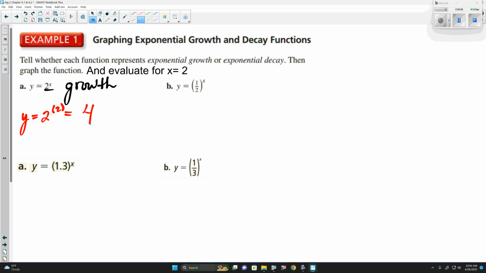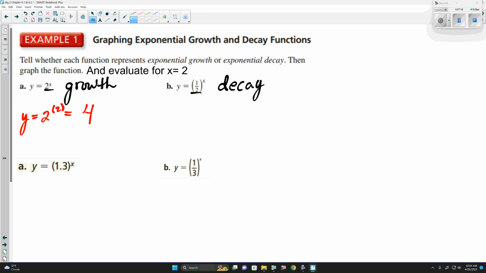Let's look at part B. y equals 1/2 to the x. Would this be exponential growth or exponential decay? Decay, because our base is between 0 and 1.